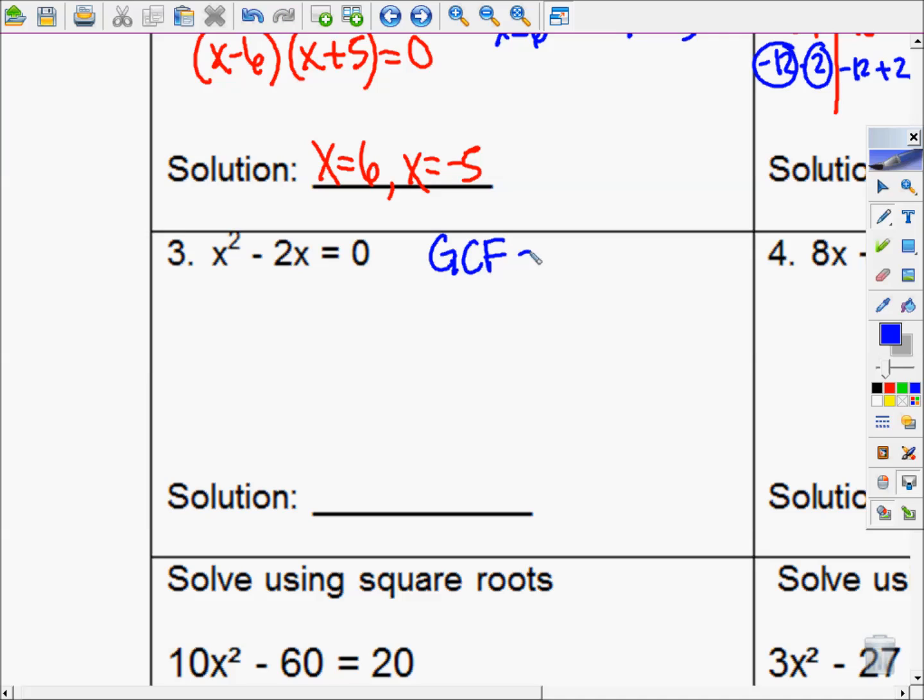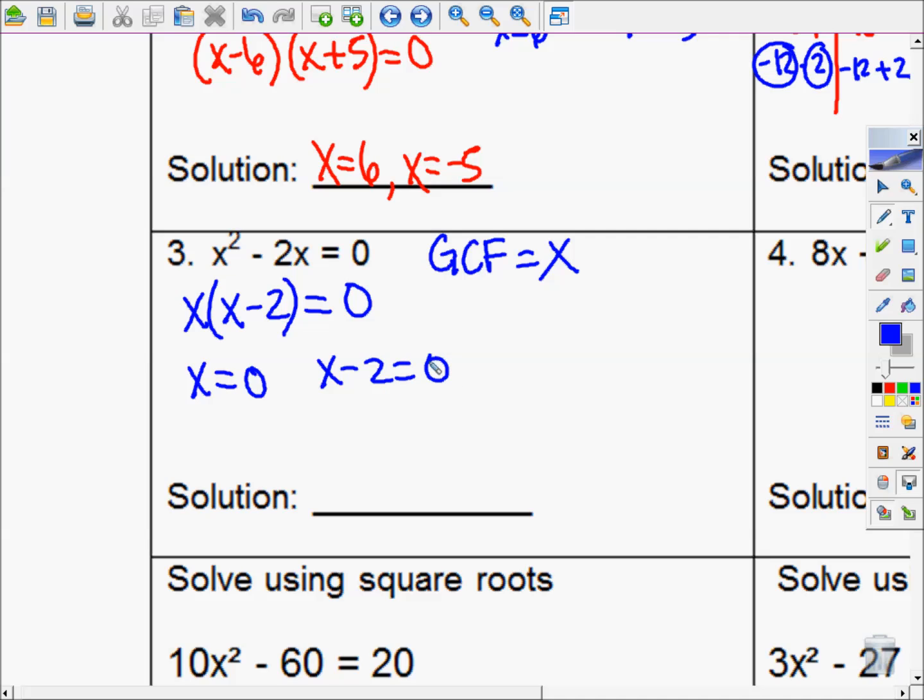Got it. Greatest common factor is X, so I can take it out, and I'm left with x minus 2. Wow, that made our problem so much easier. So if we separate these, this one would have to be x equals 0, and this one would have to be x minus 2 equals 0. So what are our solutions? Oh, wait. You see 2, right? So one of our solutions is 2, and what's the other one? 0.